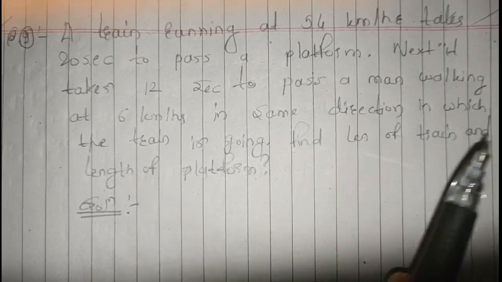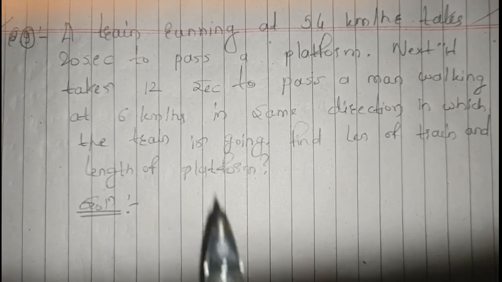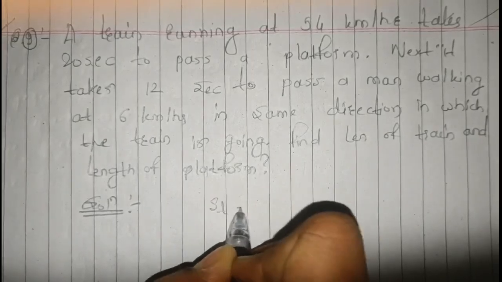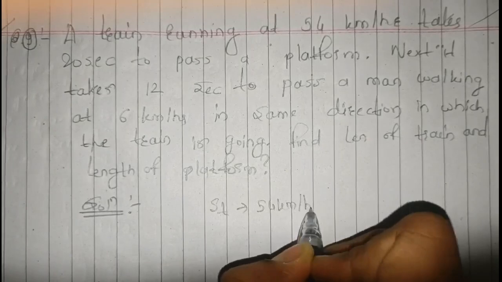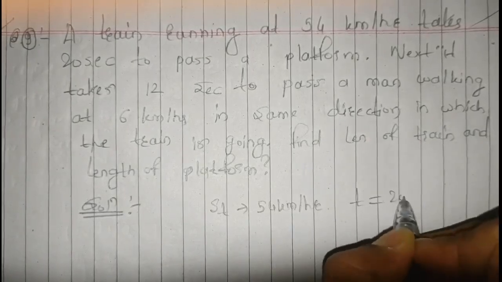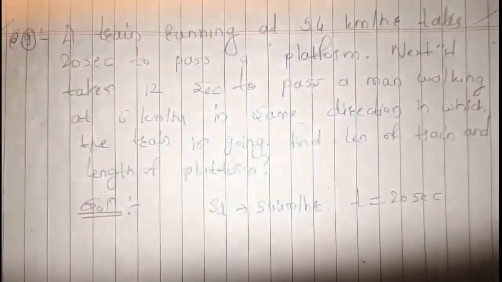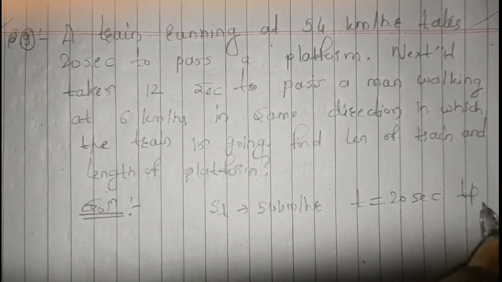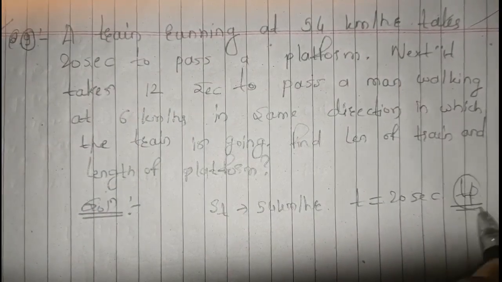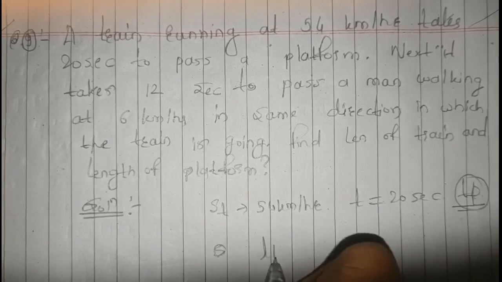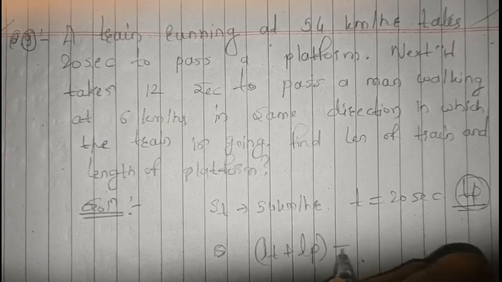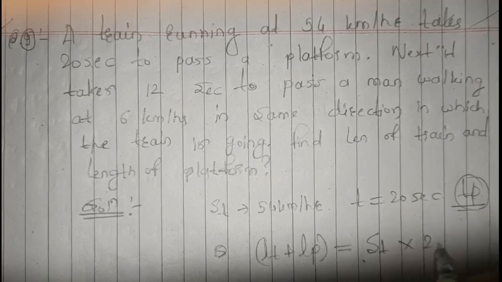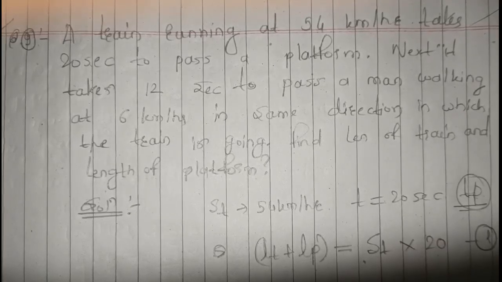Right. So from the first scenario, the train is running at 54 kilometer per hour, so the speed of the train is 54 kilometer per hour. It takes 20 seconds to pass a platform. And when we say passing a platform, we have to make sure that we consider the length of the platform. So length of the train plus length of the platform would be equal to, as everything is stationary here, simply speed of the train into 20. Am I right? So this is our first equation.